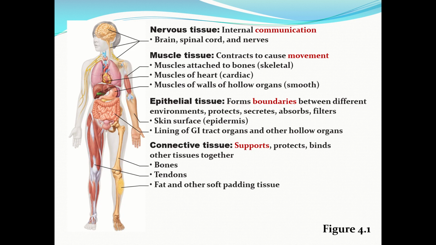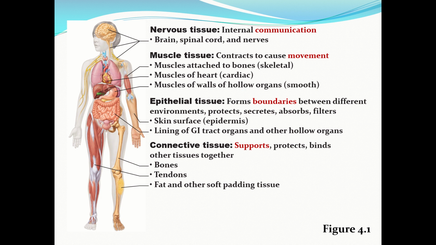There are four major types of tissues: nervous tissue, muscle tissue, epithelial tissue, and connective tissue. In this illustration, you can see that nervous tissue provides internal communication and consists of the brain, spinal cord, and nerves. Muscle tissue contracts to cause movement. Muscles attached to bones are called skeletal muscles. Muscles of the heart are cardiac muscles, and muscles of the walls of hollow organs are called smooth muscles.